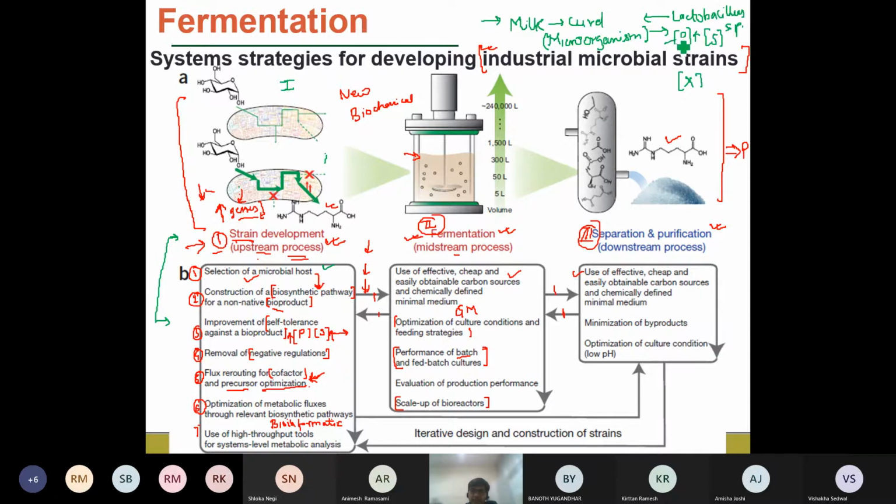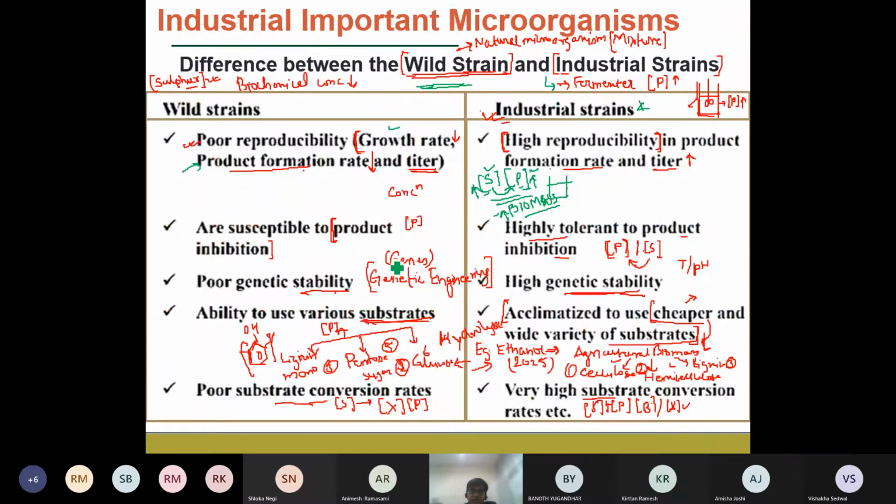The concentration of product is represented by P, the concentration of substrate is represented by S, and the biomass concentration, that is the concentration of the cells, is represented by the term X. So whenever we write P, S and X in our class, this would represent the product, substrate, and the cell concentration or biomass concentration. There are several strain development techniques or technologies, and we look into that.